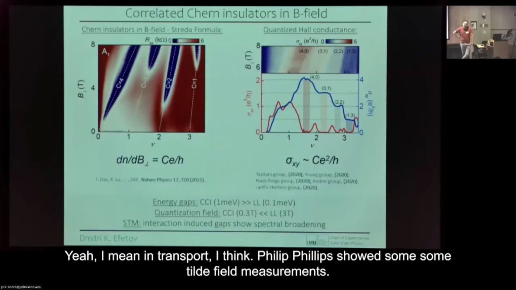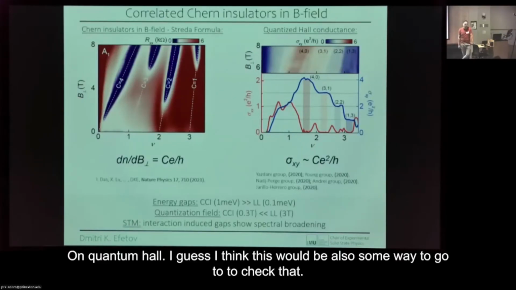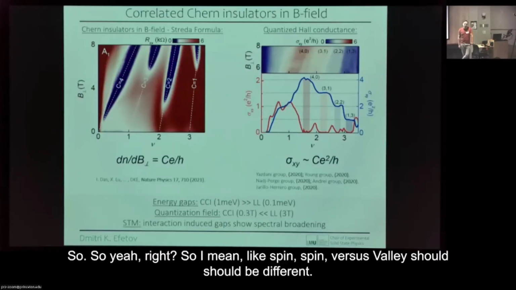In transport, I think Philip showed some tilted field measurements on quantum Hall yesterday. So I think this would also be some way to go to check that. Optics too, right. So spin versus valley should behave differently in tilted magnetic fields.